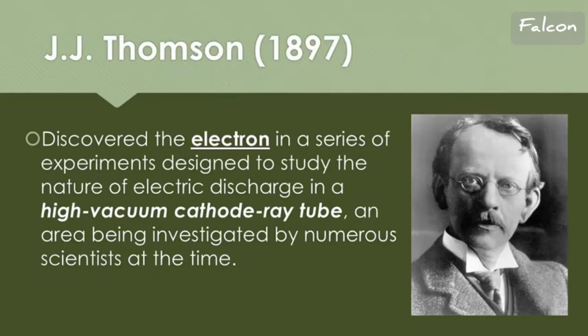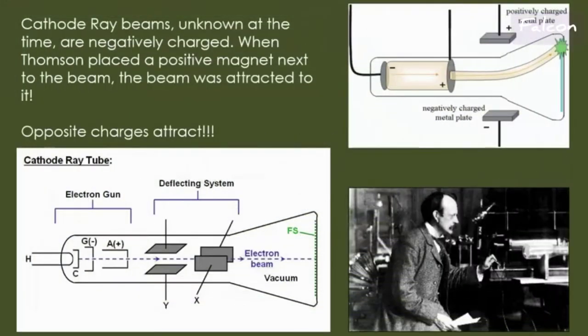So in 1897, there's a new scientist named J.J. Thomson, and he discovered the electron in a series of experiments designed to study the nature of electrical discharge in what they call a high vacuum cathode ray tube, which was an area being investigated by numerous scientists at the time. So the cathode ray beams, which are unknown at the time, are these negatively charged particles. And when Thomson placed a positive magnet next to the beam, it was attracted to it. This simply means that opposite charges are going to be attracting to each other, just like magnets.